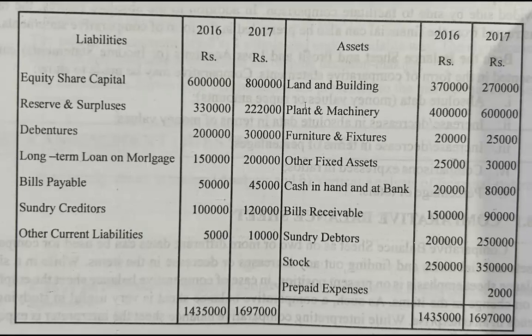Similarly, when you look at the assets, land and building is the longest item, therefore it is taken at the top. And as you go down, the shortest item of asset is presented at the bottom. This is the order of permanency, okay? It goes from the longest asset to the shortest asset, the longest capital to the shortest capital. There may be another order also, the order of liquidity. The shortest item you can take at the top and the longest item at the bottom, both for liabilities and assets.